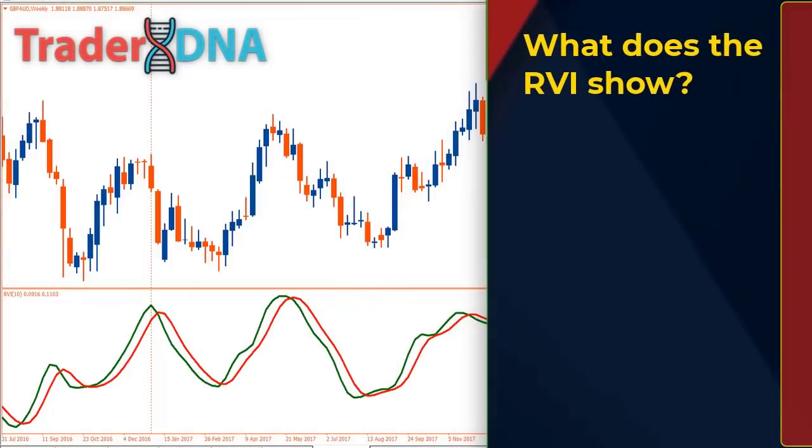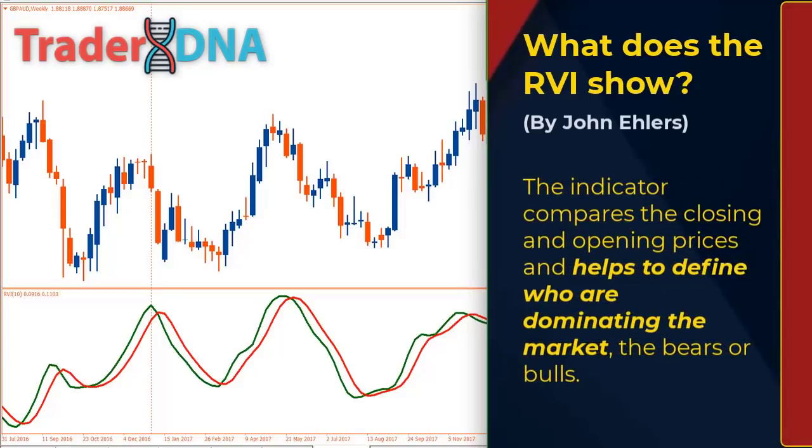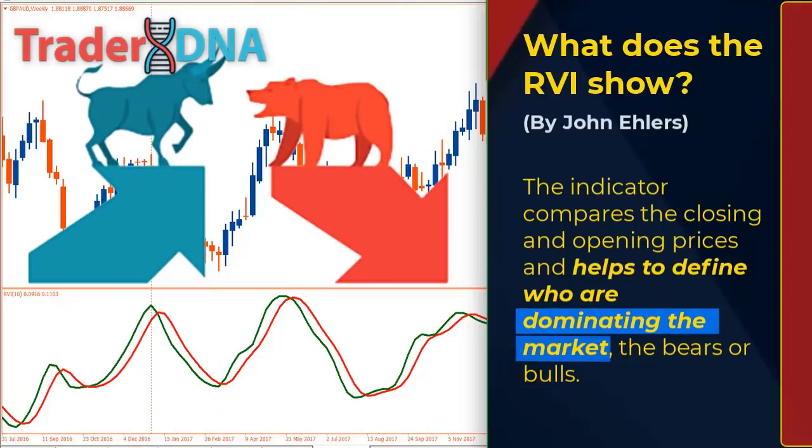The RVI was presented to the trader community in 2002 by a famous developer of technical indicators and automatic trading strategies, John Ehlers. The indicator compares the closing and opening prices and helps to define who is dominating the market, the bears or bulls. The RVI belongs to the group of oscillators.